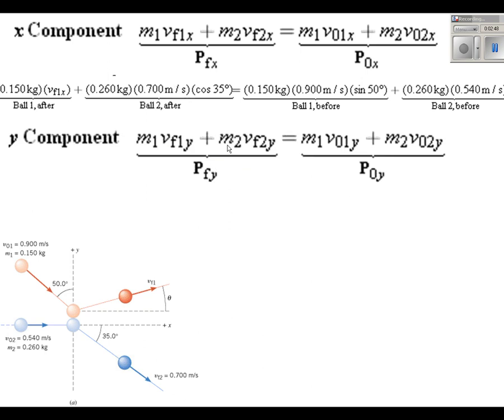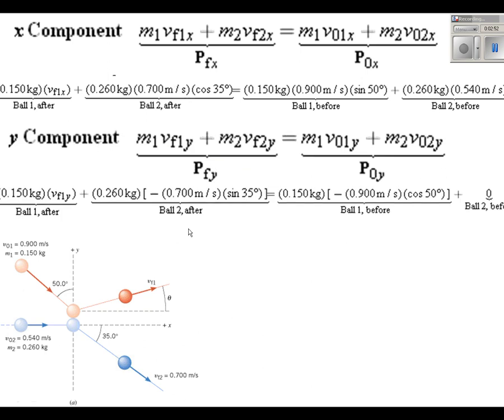The next thing we look at is the y component. It's the exact same thing, but in the y direction. So we go ahead and plug in our values, and this is the y component here. We have 0.15 kilograms times v final 1 in the y direction. Here's our 0.26 kilograms. Our component is in the negative direction right here in the y direction. We do sine of 35. Here's 35 degrees. The opposite side is this component right here, times 0.7 meters per second. And we have the negative sign because it's going down, equals 0.15 kilograms.